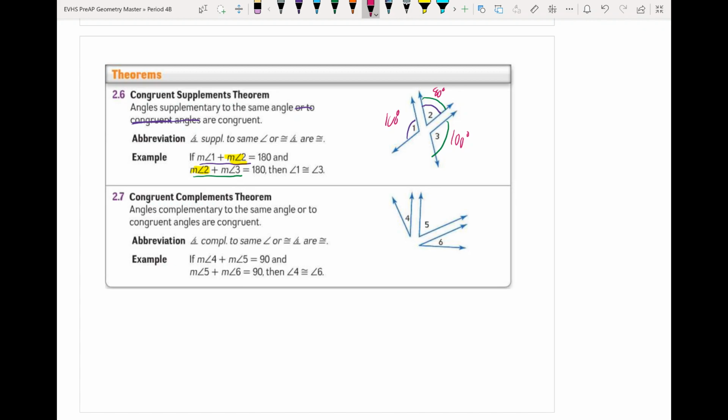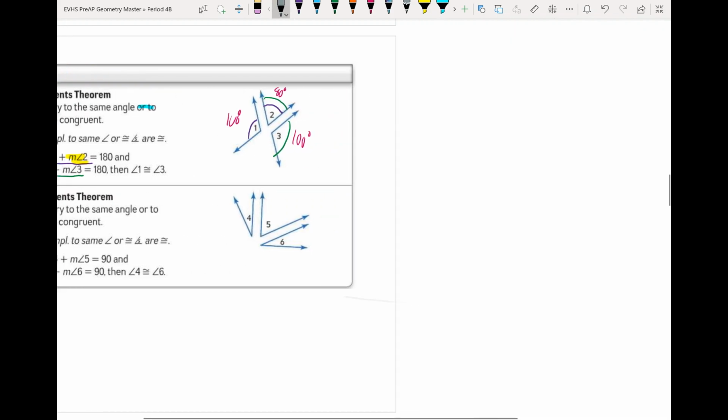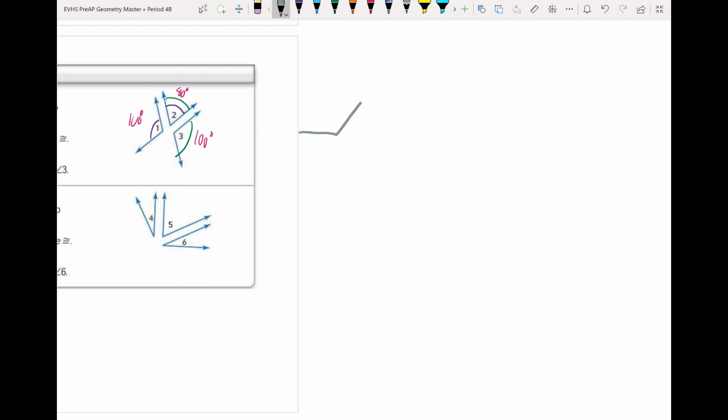Okay, so the congruent supplements theorem is very powerful, especially because of this piece that I erased a second ago: the "or two congruent angles." All right, let me throw out another scenario here. We've got angle 1 and angle 2. We've also got angle 3 and angle 4. Now let's say that I also tell you that angle 1 is congruent to angle 3.